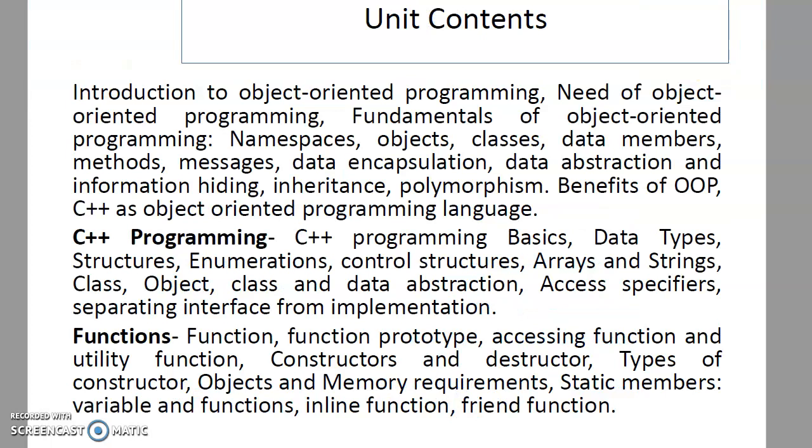So briefly, this is the syllabus of the first unit. You are going to learn many concepts about object oriented programming like namespaces, objects, classes, data members, methods, and so on. And then you are going to learn about C++ programming basics like data types, structures, enumerations, control structures, arrays and strings, class, object, data abstraction, access specifier, and some function related concepts also in this unit. So this is just a brief introduction to what you will study in unit 1 of object oriented programming. Okay.